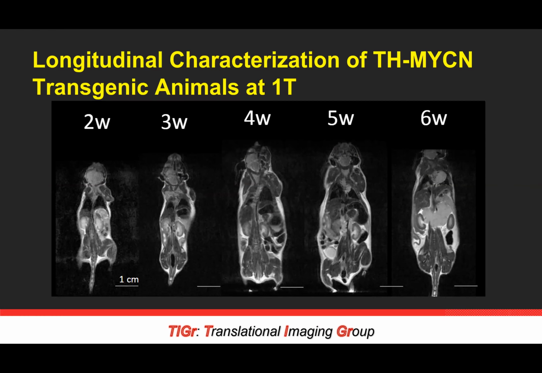This is a Th-MYCN model, which is a very well-studied model in the literature, a spontaneous transgenic animal that will develop both lesions near the kidney and in the adrenal, but also show paraspinal growth, as you can see here along the spine, and up here, this is a secondary mass that you have very close to the lungs at 6 weeks.